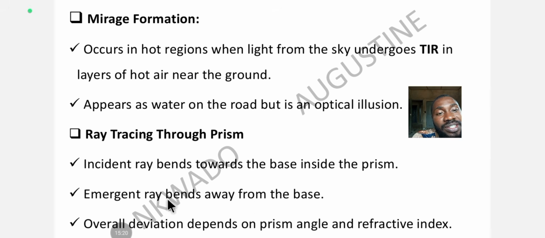So the emergent ray bends away from the base, the incident ray bends towards the base inside the prism, and overall deviation depends on the angle of the prism and refractive index.